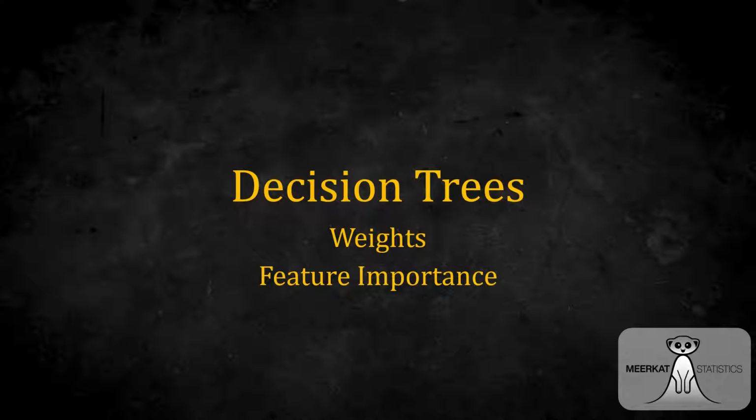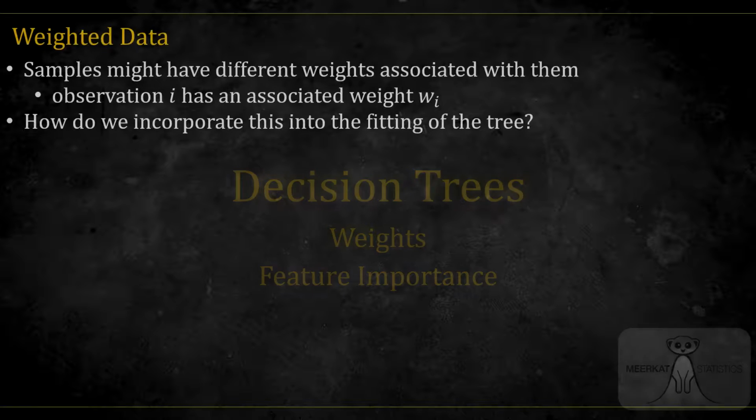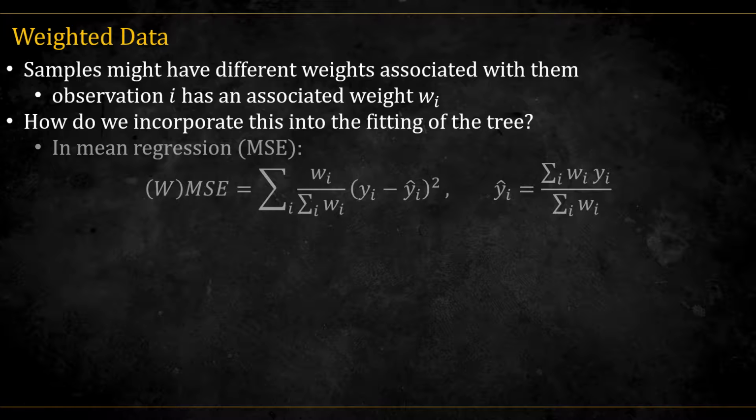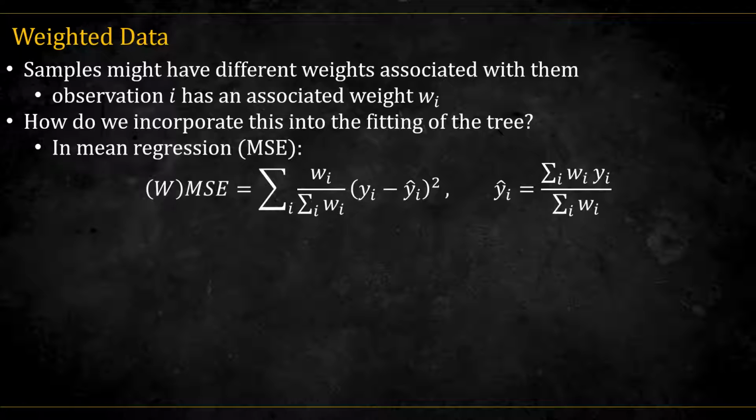In this video, we are going to discuss how to incorporate weights into a tree, and also how to calculate feature importances. Samples might have different weights associated with them. We can denote each weight by Wi. How can we incorporate them into a tree? In mean regression, this is pretty straightforward. We calculate the weighted mean, and instead of the regular mean squared error, we calculate the weighted mean squared error.